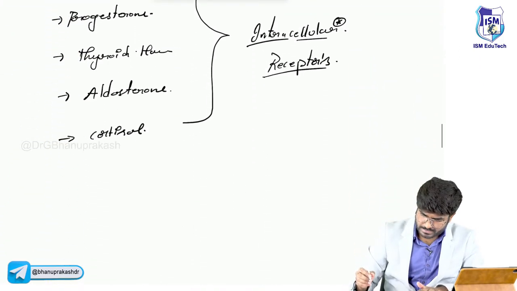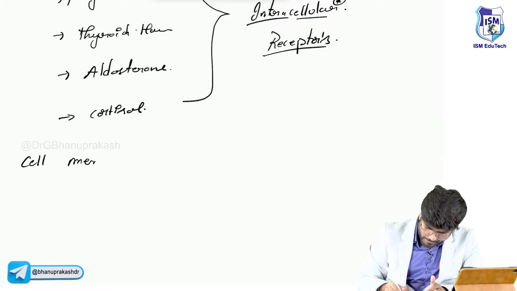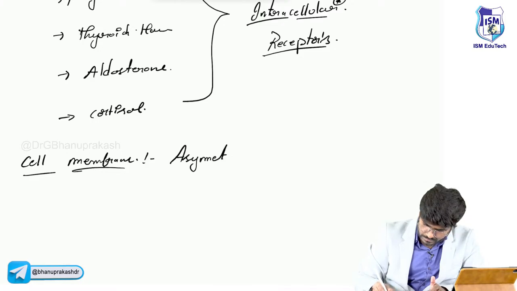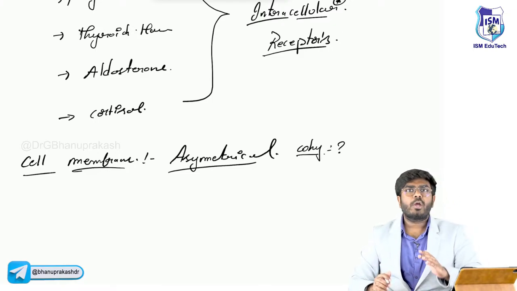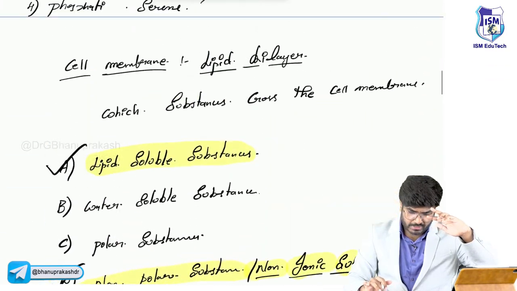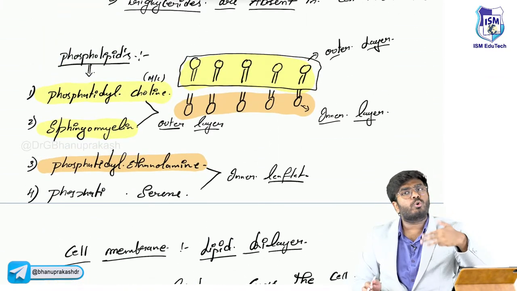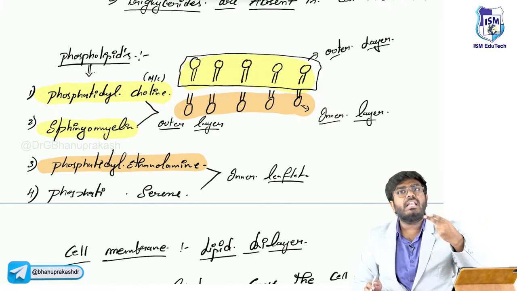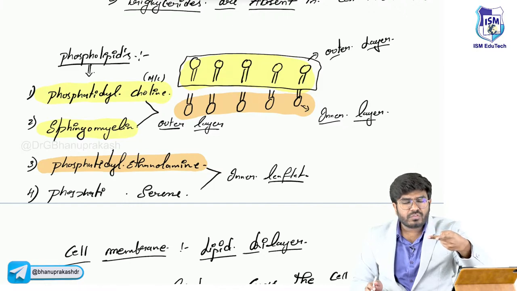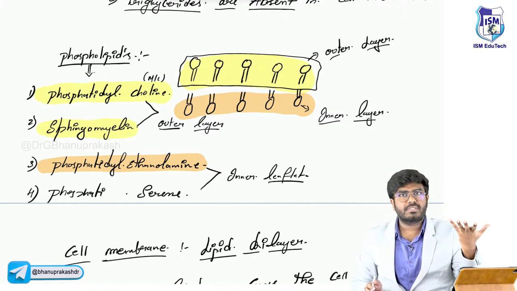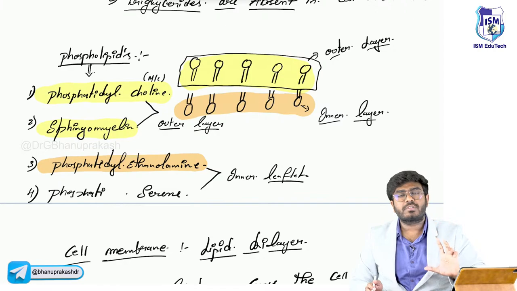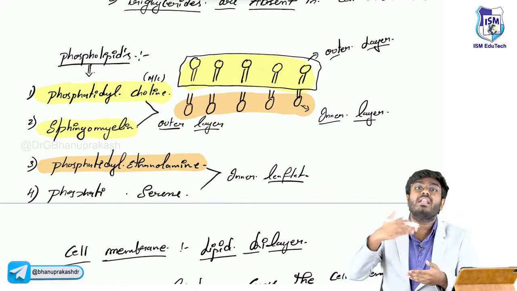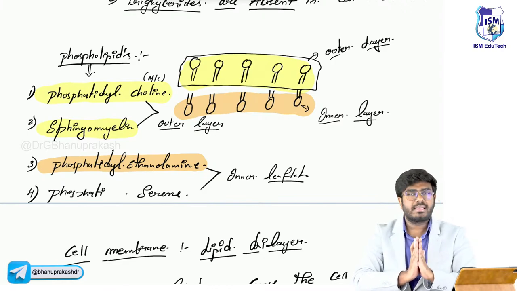The cell membrane is asymmetrical. Why? You know the answer. Because the phospholipids which are present in the outer leaflet are totally different from the phospholipids which are present in the inner leaflet. They are of totally different types of phospholipids. So there is asymmetry between the outer leaflet and inner leaflet. They are not symmetrical structures.